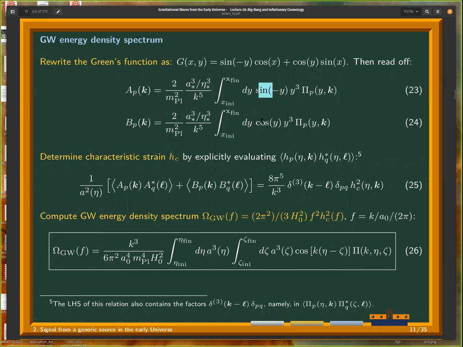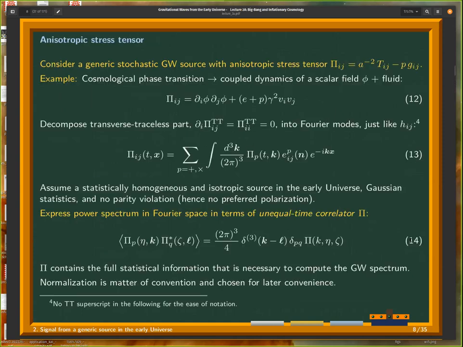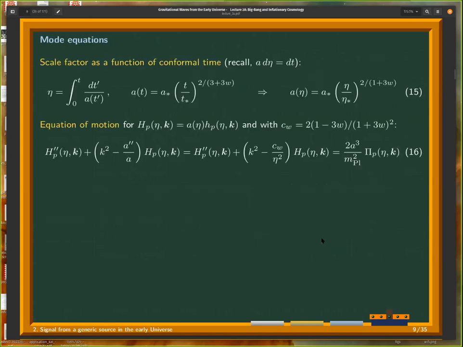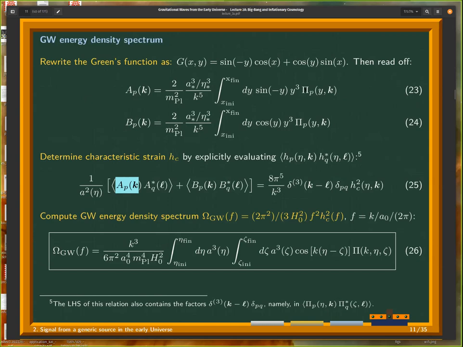Then these sine and cosine functions here, they combine in such a way that I find a cosine of k times eta minus zeta inside the integral. And then finally, if I plug A and B in here and take the expectation value, I will find the expectation value of two Fourier modes of my anisotropic stress tensor. So let's go back to the beginning. This is what's written down here in equation 14. If I have the expectation value of two Fourier modes of my anisotropic stress tensor, I will get this unequal time correlator on the right-hand side. And this is exactly what happens now. So the expectation value of two Fourier modes of my anisotropic stress tensor gives me this unequal time correlator here.